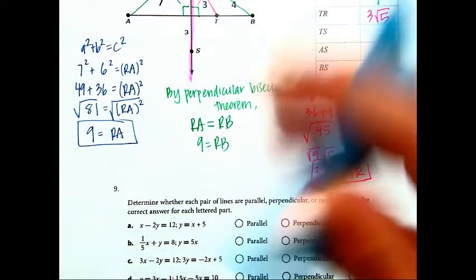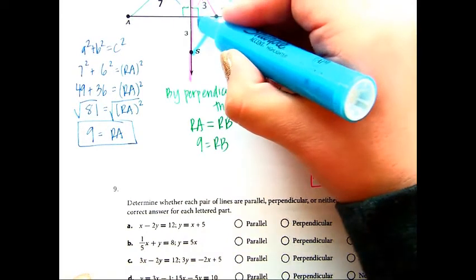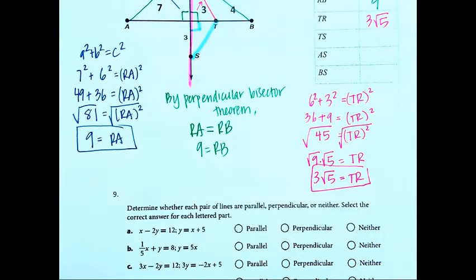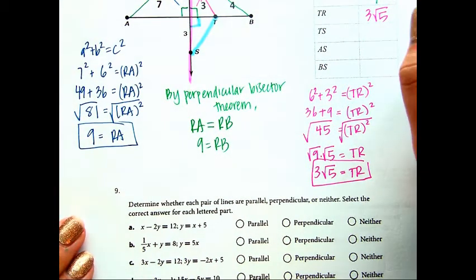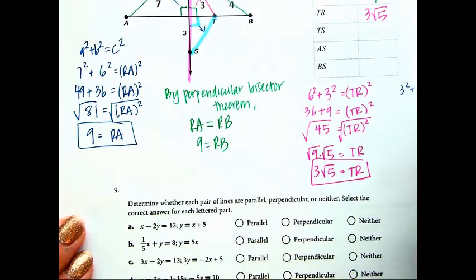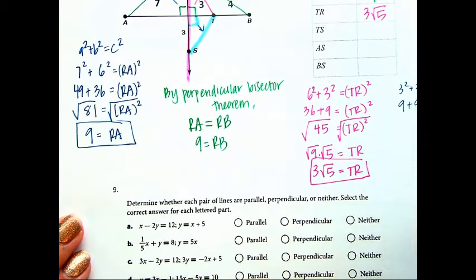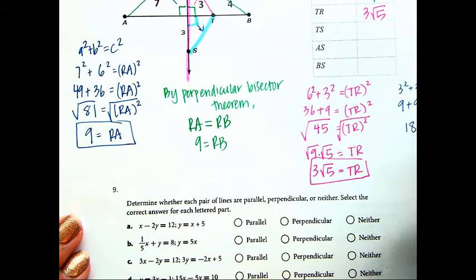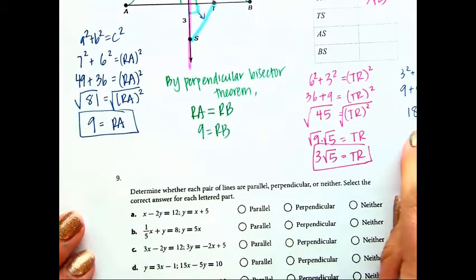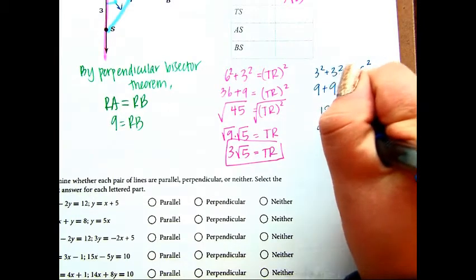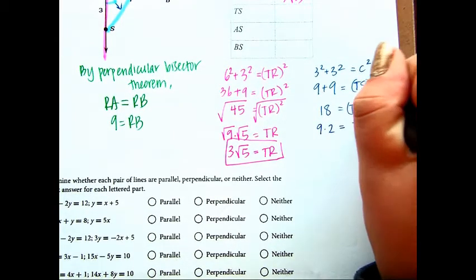TS creates this triangle down here. This is still a 90-degree angle. Now I have a smaller triangle with 2 of my legs being 3. So to find TS, I'm going to have 3 squared plus 3 squared is going to equal my hypotenuse. In this case, it's TS. So I'm going to have 9 plus 9 equals TS squared. 9 plus 9 is 18 equals TS squared. And I know that 18 is 9 times 2.